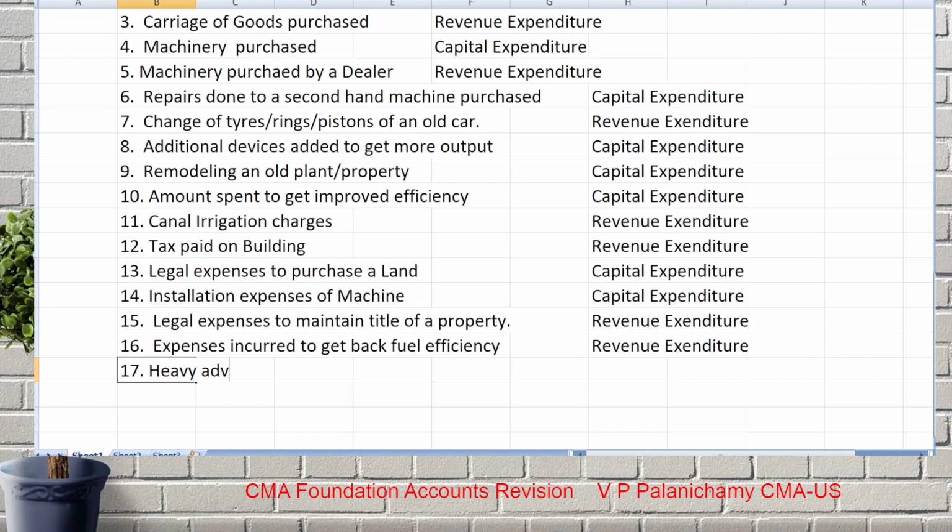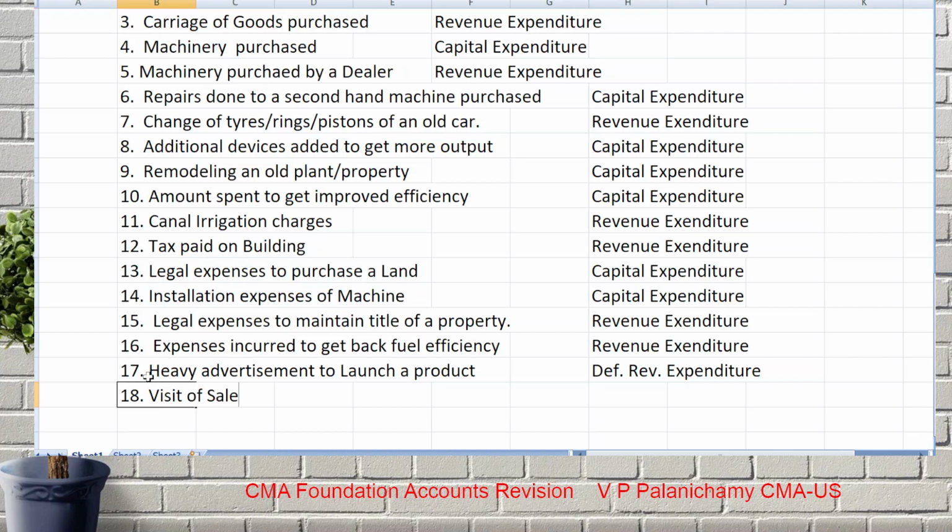Heavy advertisement to launch a product. This is which one? Deferred revenue expenditure.